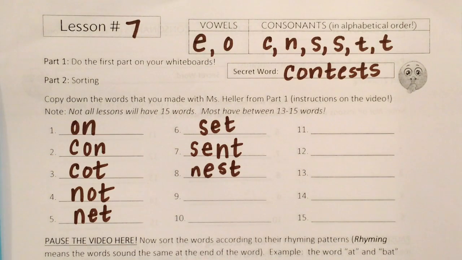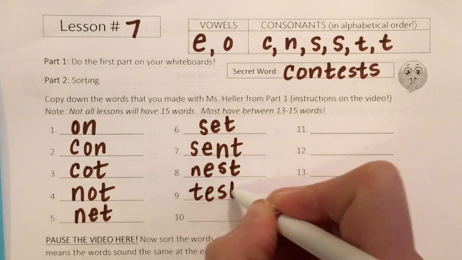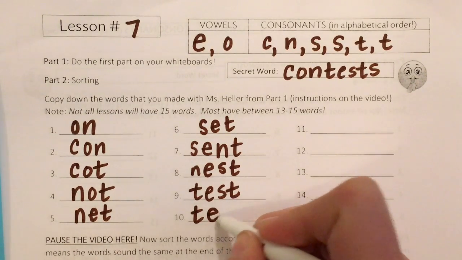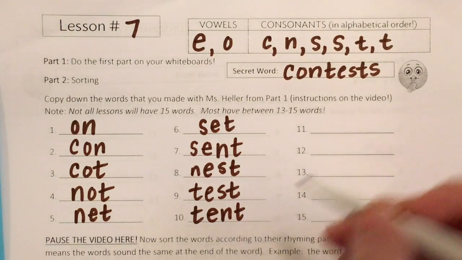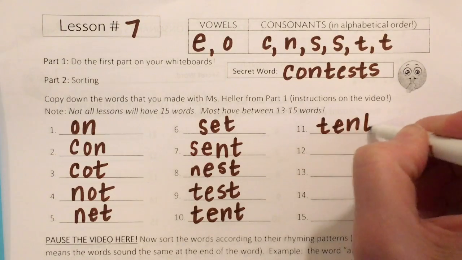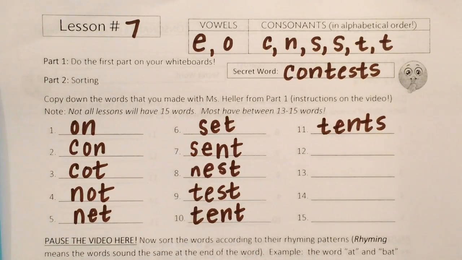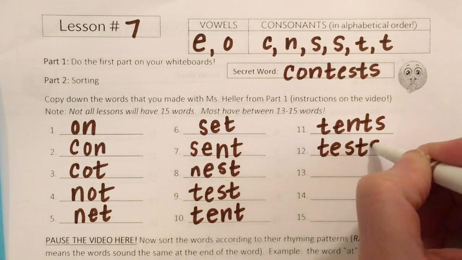Number 9 was the word test, T-E-S-T. Number 10 was tent, T-E-N-T. Number 11, we just added an S to make the word tents, T-E-N-T-S. For number 12, we changed one letter to make the word tests, T-E-S-T-S.